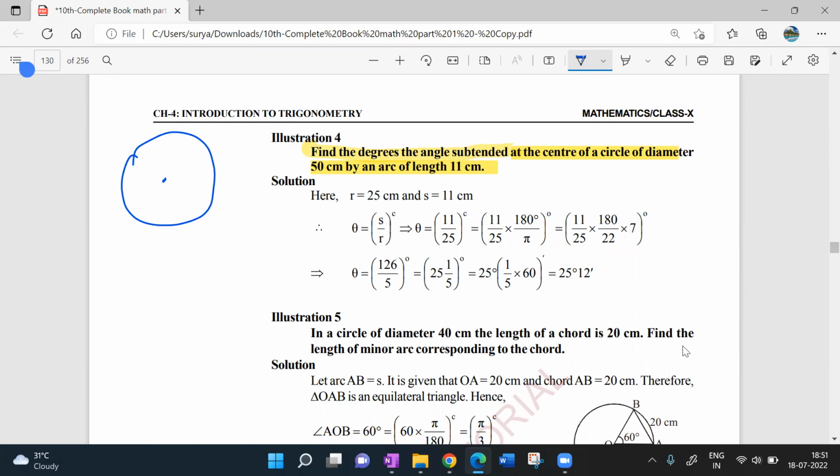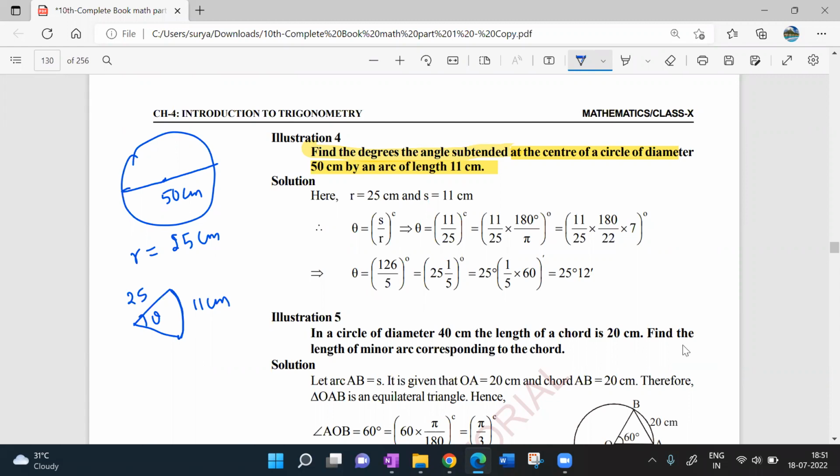Diameter of 50 centimeter. Diameter is 50 centimeter given. Radius is what now? 25 centimeters. Beta, diameter is 50, radius is going to be half, right? 25, right? Now arc length. Radius is 25, I got. Theta here. What is this? Arc length, 11 centimeter, correct? 11 centimeter.